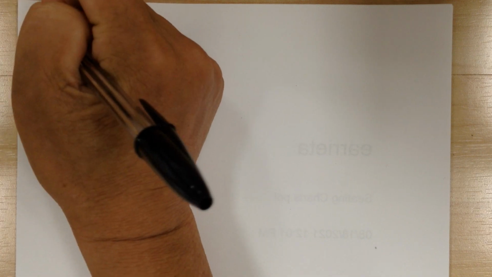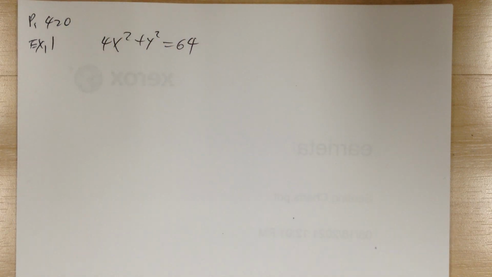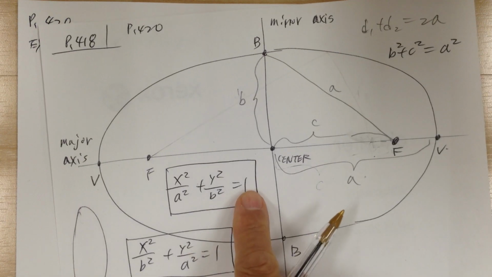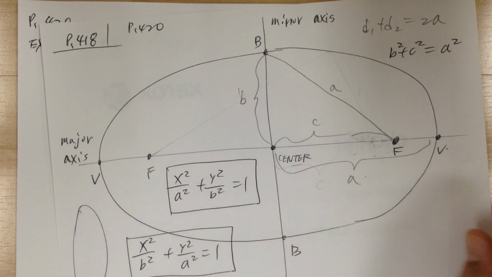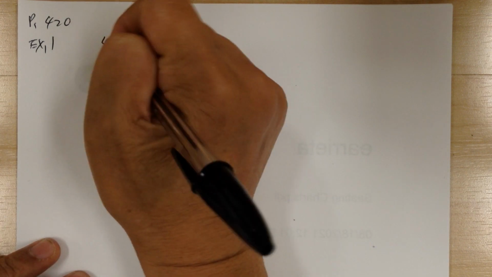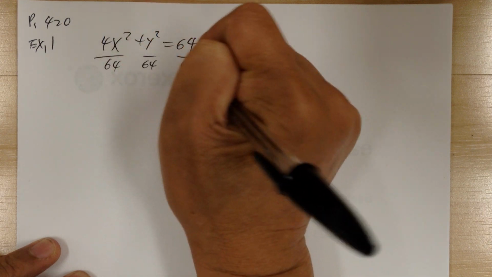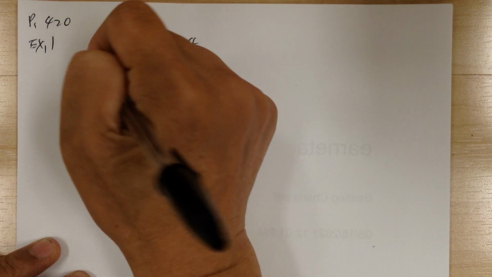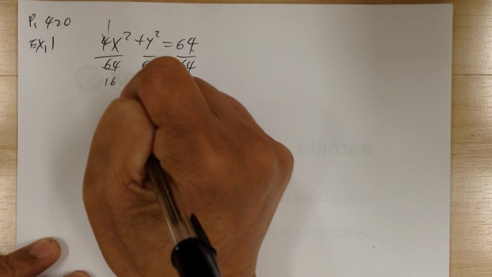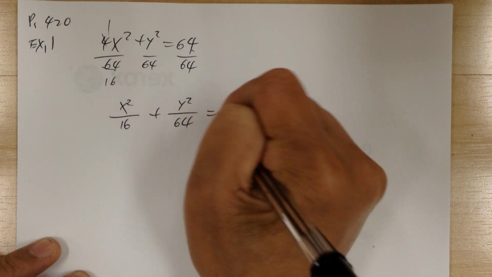Okay, so let's go to page 420, example 1. So you have 4x squared plus y squared equal to 64. The first thing you want to do is put it in standard form. So you have to make the right-hand side equal to 1, and the way to do that is divide by 64. Again, you have to make this equal to 1, so divide by 64. So this cancels out, and you get x squared over 16 plus y squared over 64 equal to 1.